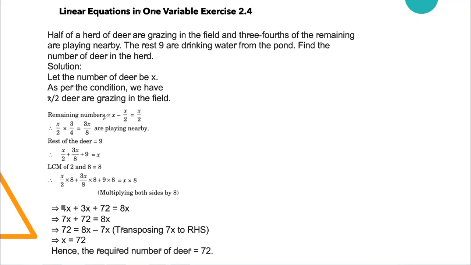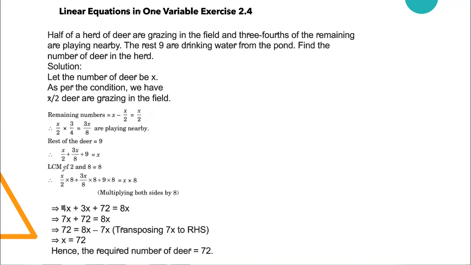Now concentrate on the question. The remaining deer are X minus X by 2, the total deer minus half. What is it? Half, right? Which is X by 2 once again.